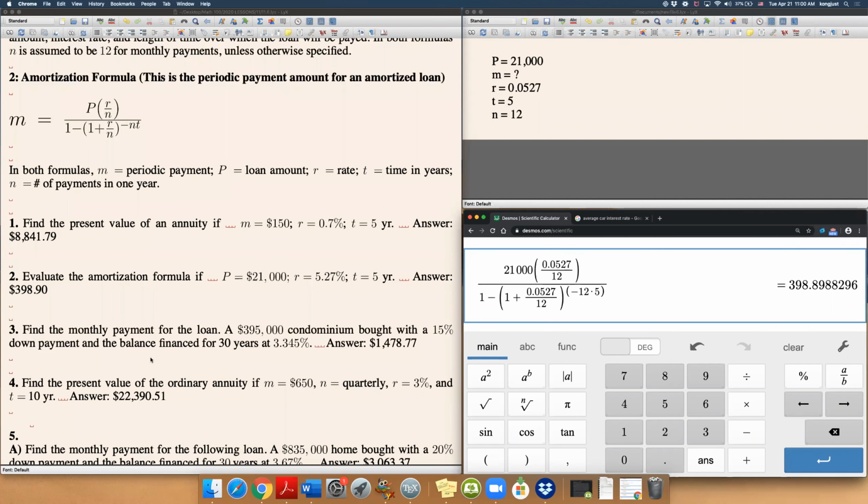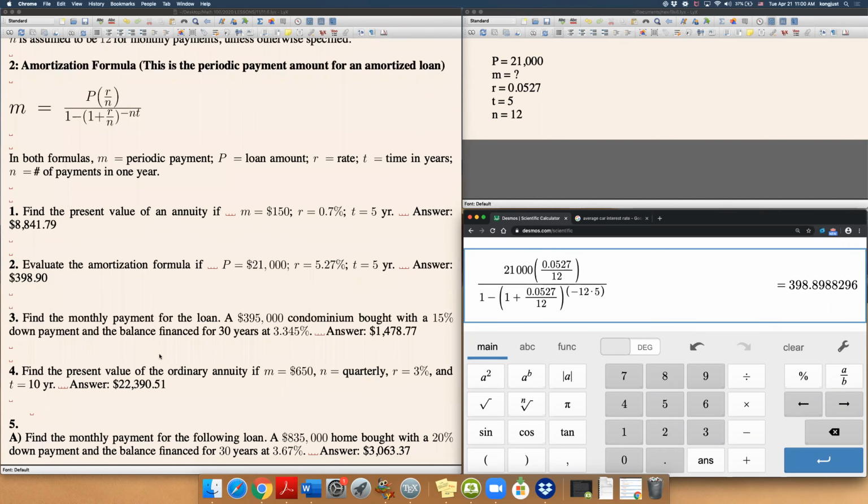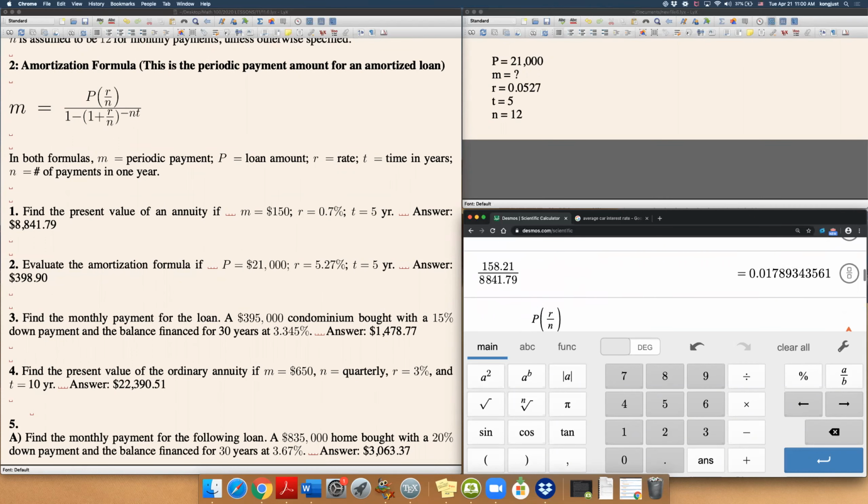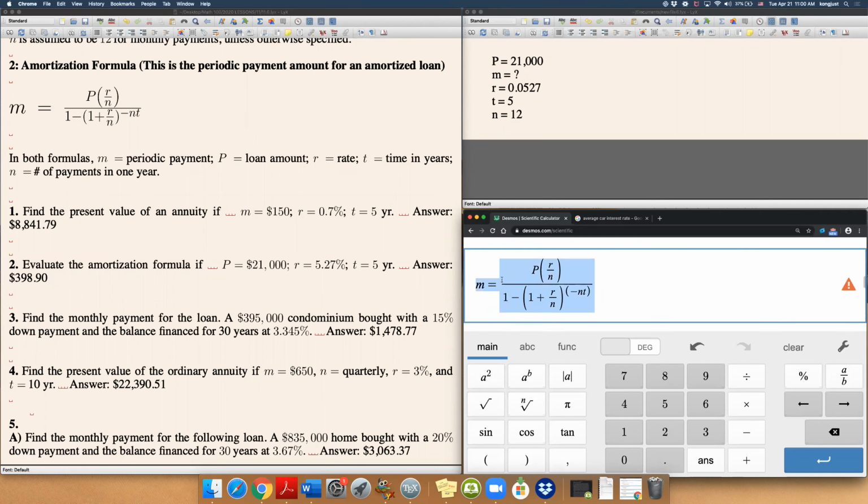All right, guys, number 3. Number 3 of 5. Find the monthly payment for the loan. You're buying a $395,000 condominium with 15% down payment, financed for 30 years. All right, so first of all, I know it's telling me to find the monthly payment. There are two tip-offs. The first tip-off is it tells you to find the monthly payment, so right away I know this is the formula I'm using.